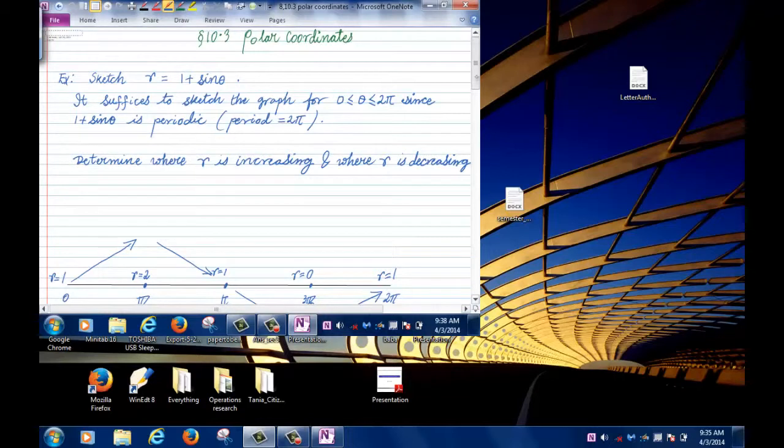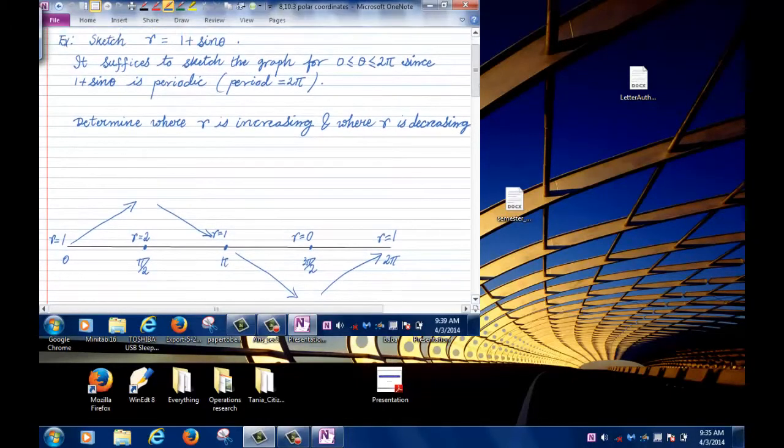Because usually, if you want to know where a function is increasing and decreasing, what do you have to do? You have to find the derivative, you have to find the critical points, and you have to divide the domain into subintervals, and then you determine where the derivative is positive and negative, and that tells you where the function is increasing and decreasing. However, in this case, since we know the function sine theta very well, we know where it's increasing and decreasing, so we can just directly determine where r is increasing and decreasing.